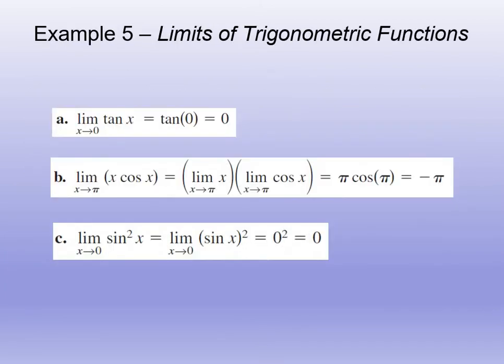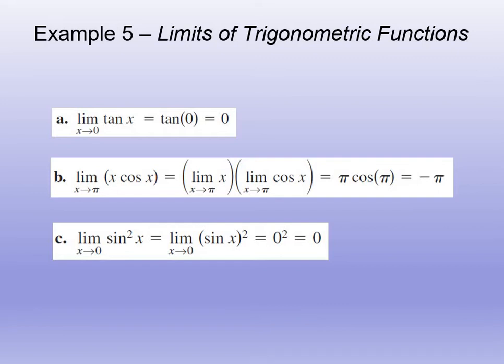Okay, so let's do a couple examples here. We'll just walk through them. If we look at example 5 here, we have the limit of tangent of x as x approaches 0. So that would become the tangent of 0. We're doing direct substitution, and we should know from pre-cal 2 that tangent of 0 is 0.